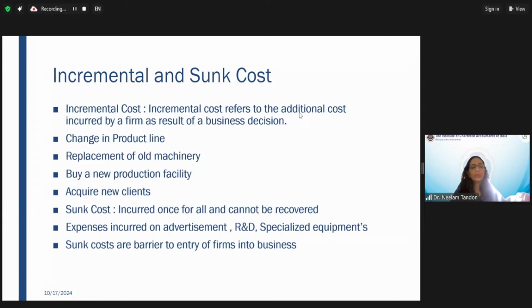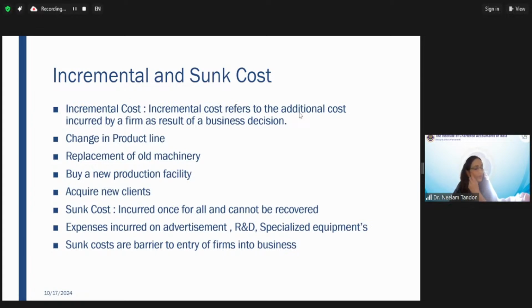Sunk cost. What is sunk cost? The cost which is incurred once, which you cannot recover. एक बार आपने वो cost कर दी incur, आप उसको recover नहीं कर सकते. That is your sunk cost, which cannot be recovered at any cost. Cost incur होगी. अब आप उसको benefit आपको मिल रहा है उसका, well and good. If you are not getting, then you cannot recover it. That's the sunk cost. Okay.